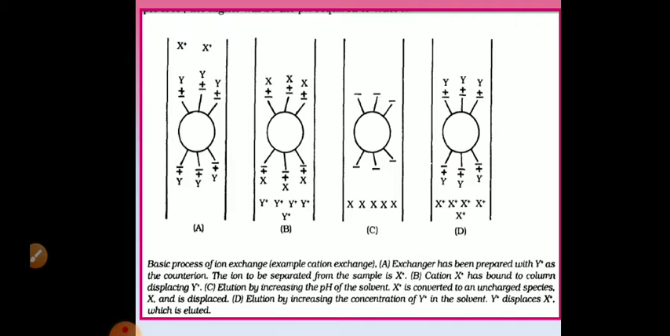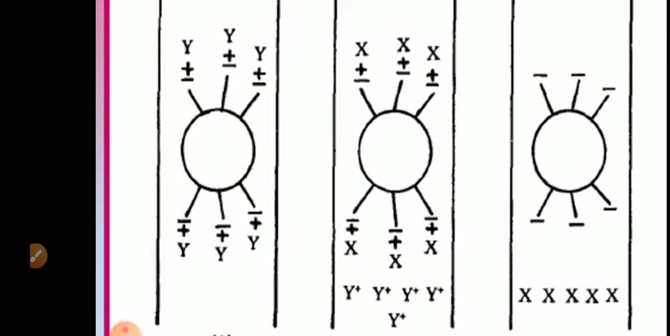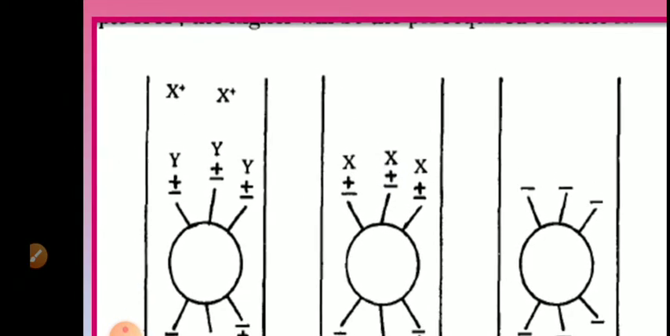Now see in this diagram, this contains a cation exchange resin. You are shown a cation exchange bead having a negative functional group and positive counter ions. Because the counter ions are positive, it is a cation exchange resin. So Y plus are the counter ions. Now you load the sample. You have loaded the sample.